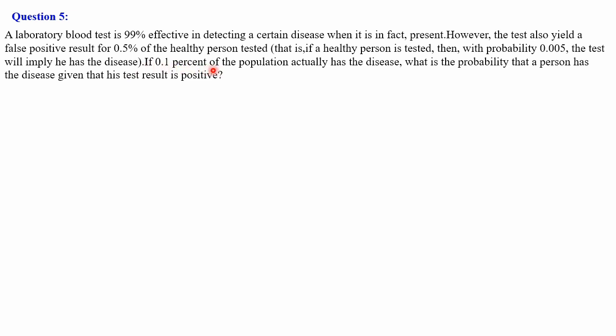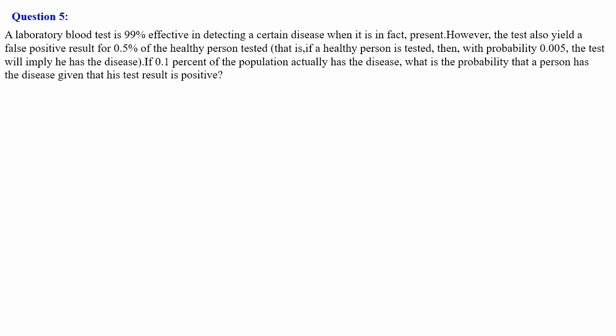If 0.1% of the population actually has the disease, so in a particular number of people, that is called the population, actually 0.1% will have the disease. Here you have to find out what is the probability that a person has the disease given that his test result is positive. You have to find out the probability that a person has the disease, and the given condition is his test result is also positive.